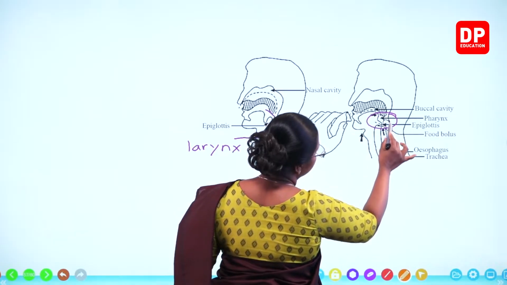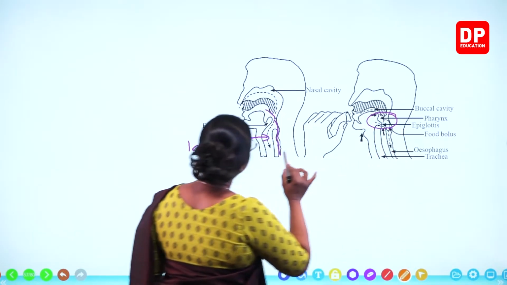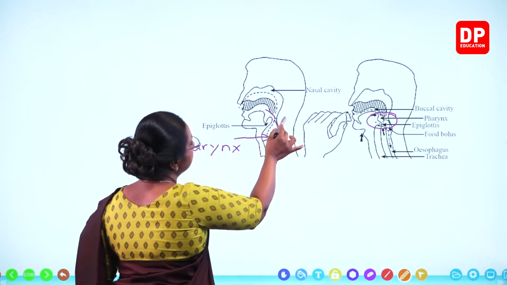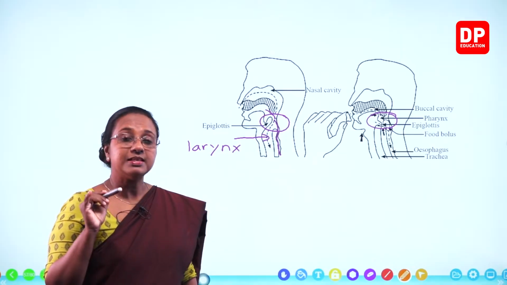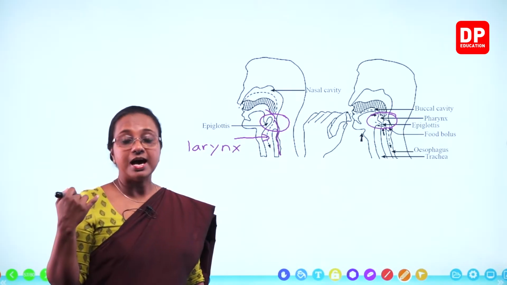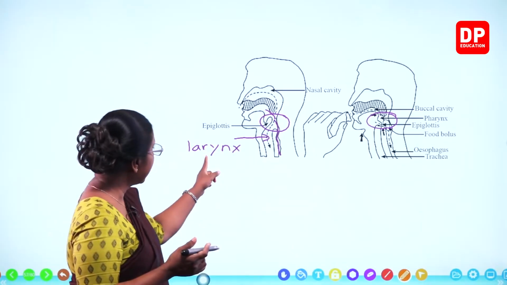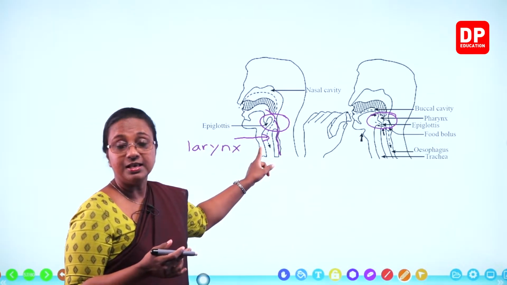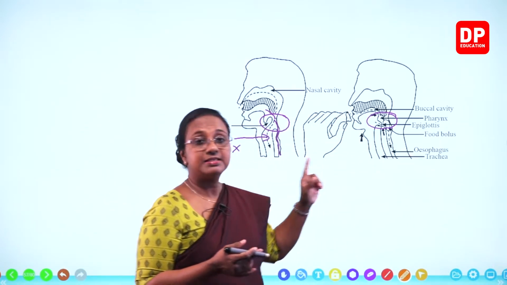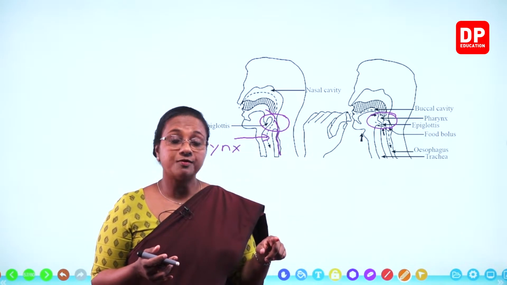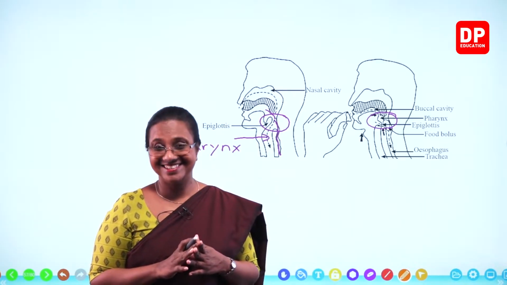Here you can see food goes this way. That is the digestive tract. Pharynx is there. The same way here the respiratory tract also, the pharynx is there. So pharynx is common to both the digestive system and the respiratory system. But larynx is there only with the respiratory system. Mouth and esophagus, they are part of the digestive system. I'm sure you all can understand that.